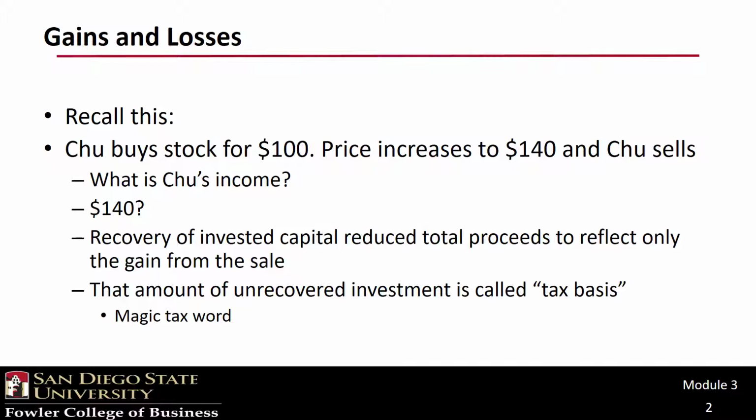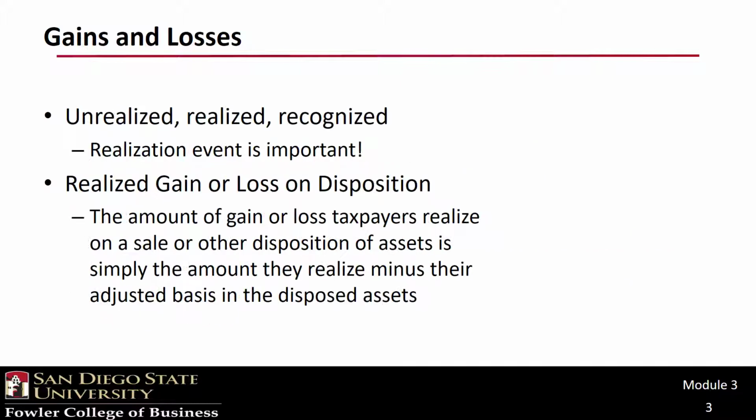That was our very first gain, or at least one of our first gains. And we know that Chew recognized a gain because she sold the stock. This is because the sale represents a realization event, a transaction in which significant ownership rights are changed. In this case, the stock changed hands entirely. That's a pretty significant change in ownership. When we have a realization event, we generally will trigger a realized gain or loss.